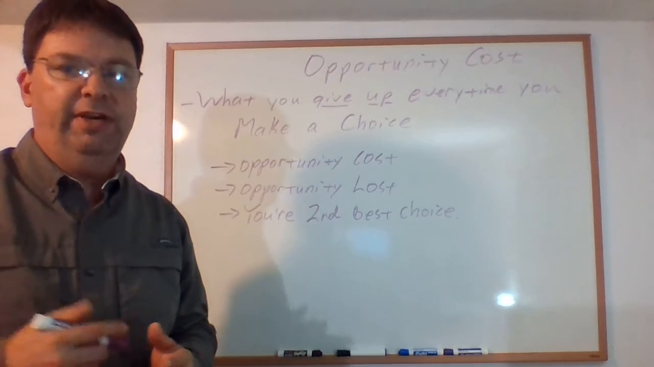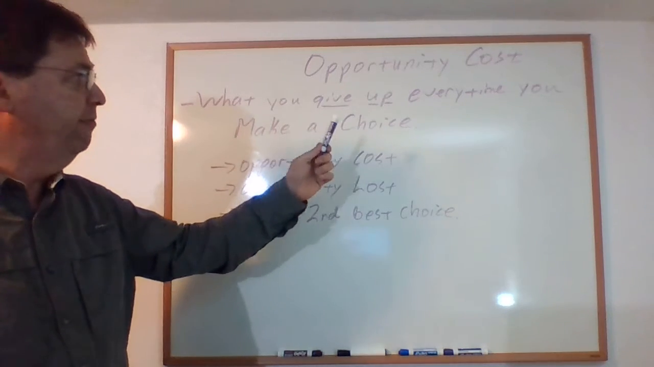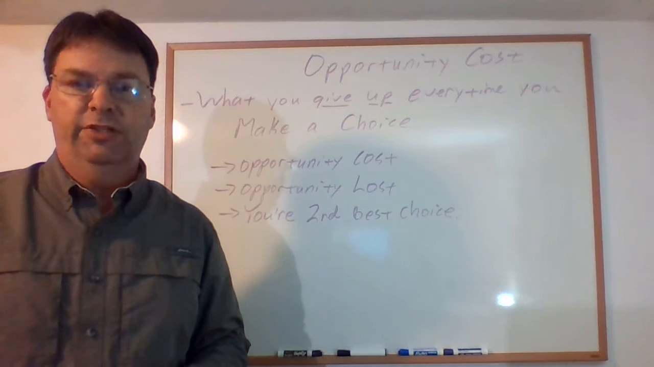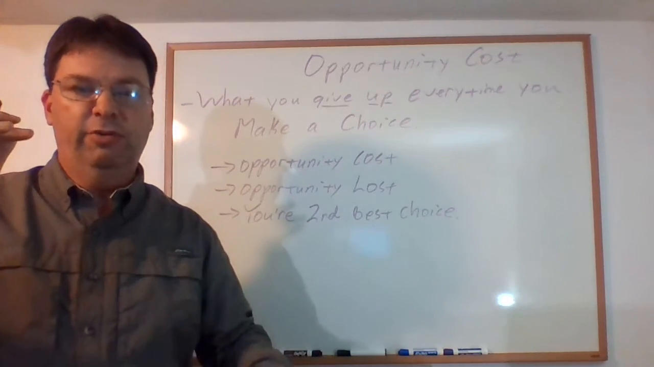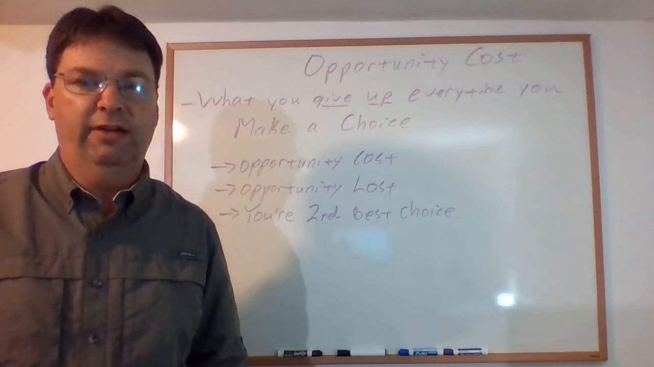So for your notes there, you want to write it down. This is what you give up every time you make a choice. Okay? So if you make a choice for something, what are all those things that you gave up? And that is your opportunity cost.